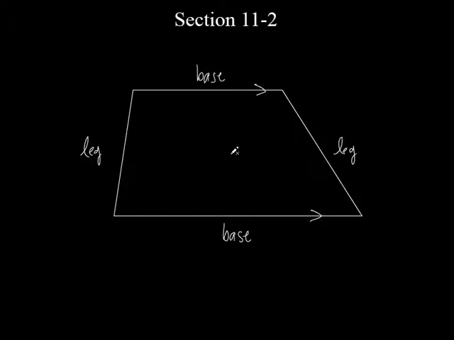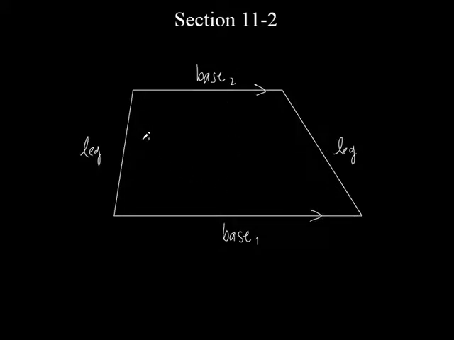Now, are the bases exactly the same in length? No, they're not. So I'm just not going to call this base and this base because they're not exactly the same. Let's call this base 1, and let's call this base 2. You okay with that so far? All right, no big deal, right? Because they're different lengths. So I'll call one base 1, the other one base 2 because they're not exactly the same. All right, even though they are both considered the bases.